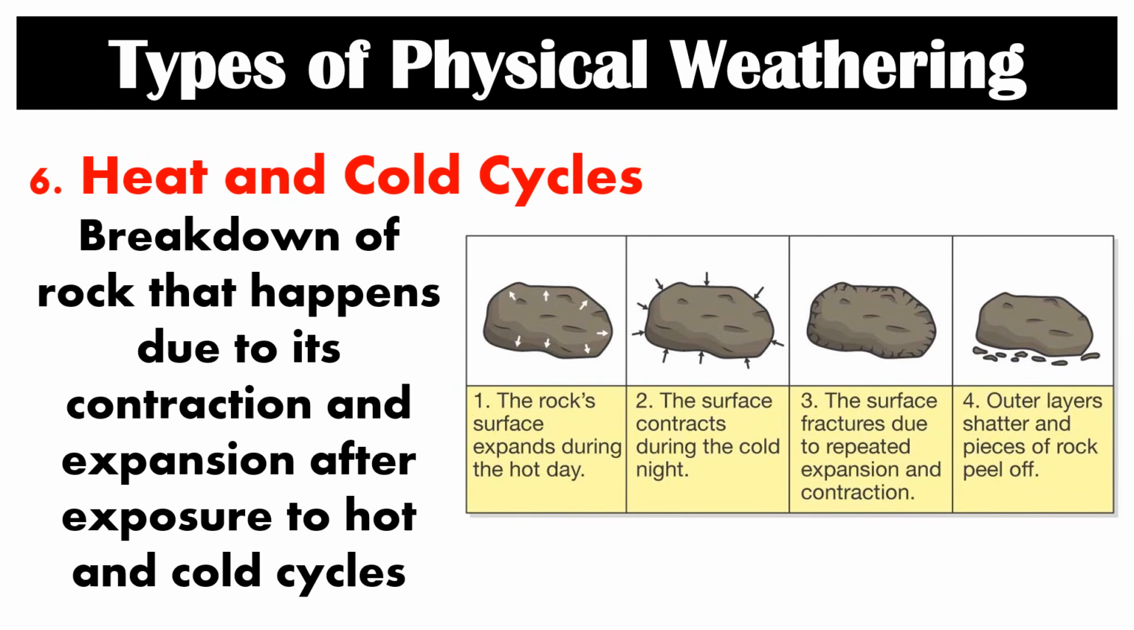Last type is heat and cold cycles. This happens dahil nagkakaroon ng expansion kapag mainit yung rocks, kapag malamig naman ito ay nagko-contract. Paulit-ulit ito na nangyayari which will then lead to the breakdown of the rock itself. So, parang exfoliation din, pinaka-outer layer ng rocks ang unang matatanggal sa isang rock kapag ito ay nag-undergo ng heat and cold cycles.